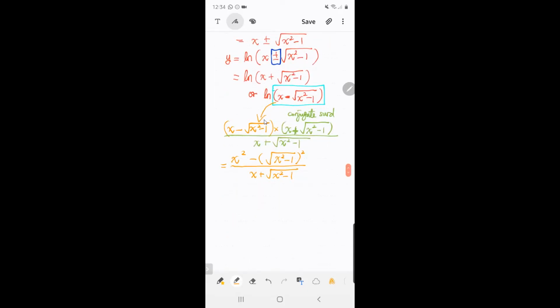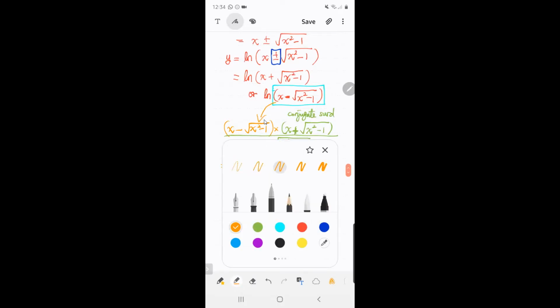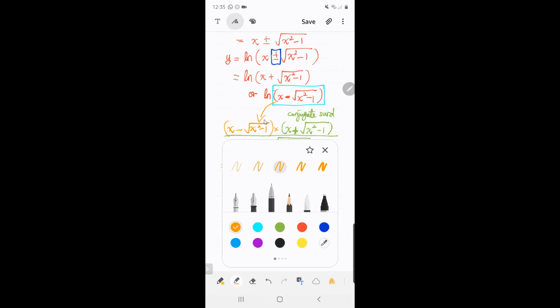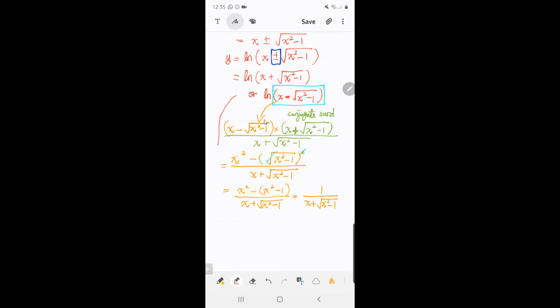Continue. You expand, and you can cancel out the square root and the square. It becomes x squared minus, x squared minus 1, divided by x plus square root of x squared minus 1. If you simplify further, you get the answer 1 over x plus square root of x squared minus 1. Now, what happened to the cyan box? Therefore, I can continue with the red color solution here.